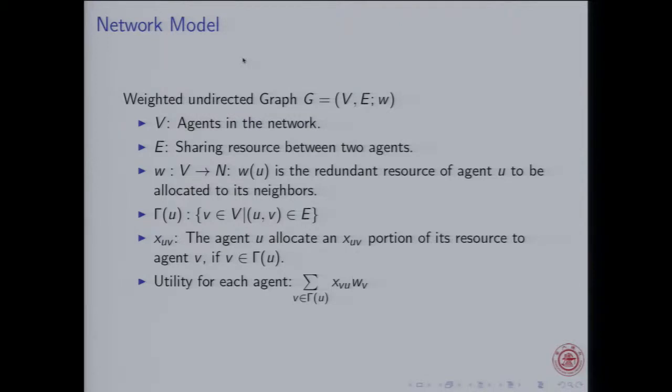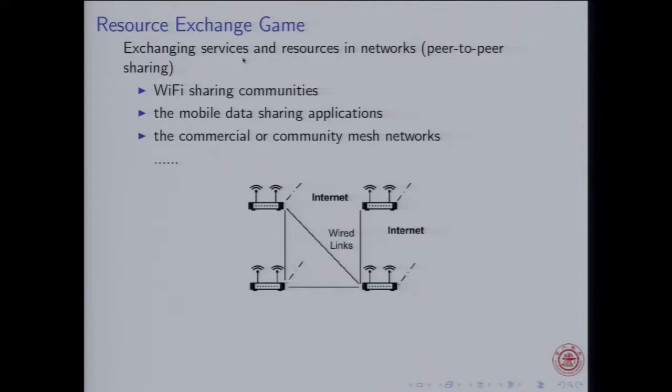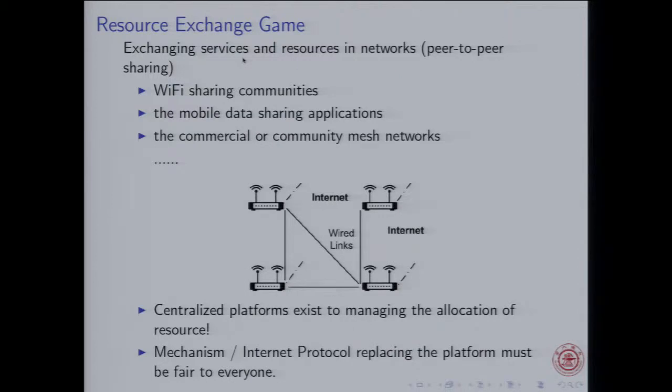And we use this vertex weight function to represent the redundant resource of each agent to allocate to its neighbors. Finally, the most important one is that the agent's utility is the total resource he receives from his neighbors. So back to the problem. In practical applications, there exists a centralized platform to manage this resource allocation. We are considering whether we could replace this platform by a mechanism or maybe a network protocol. To do this, we need a mechanism that is fair to everyone.